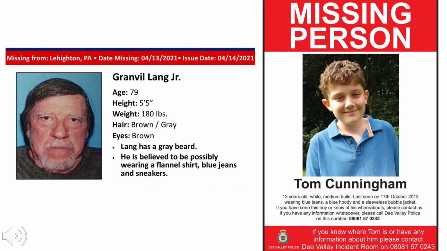The missing person problem occurs during Amber Alerts, prison escapes, or while looking for missing children, seniors, or a potential person of interest. In all cases, authorities always have a physical description of the missing person, as we can see in these flyers. For example, a 13-year-old white male with medium build, wearing a blue hoodie, a sleeveless jacket, and blue jeans was last seen on 17 October.